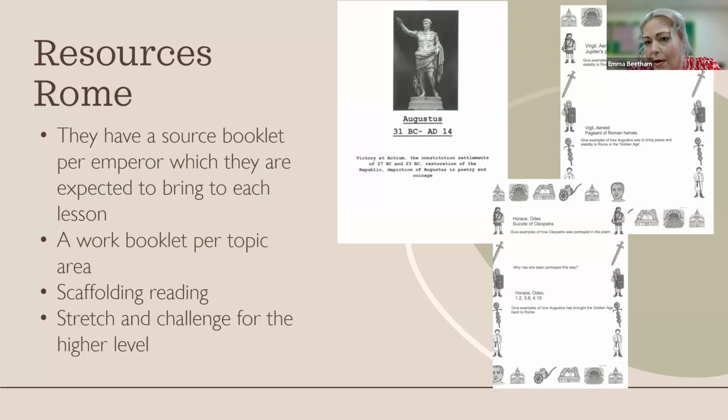And again, with Horace Odes, and then at the top, Jupiter's prophecy, the Aeneid. Again, picking things out, discussing it as a group, and making sure that everybody's got something tangible to leave the lesson with in their work booklet. The stretch and challenge for the higher level, I give out extra bits from these sources, get them to read some extra bits from Virgil, for example, because they are often wanting to know a little bit more. So I will have some extra printed copies of extra bits of the source, just so they can go away and read a little bit more, which they often find quite useful and are interested in.